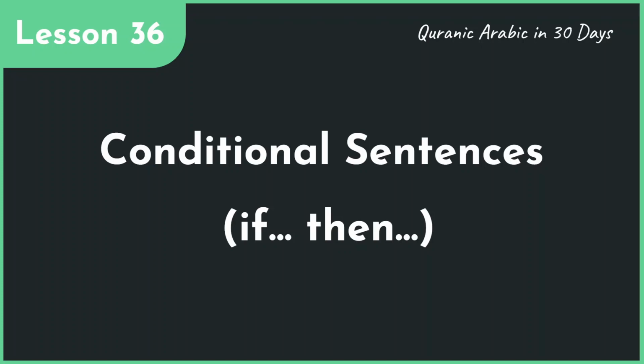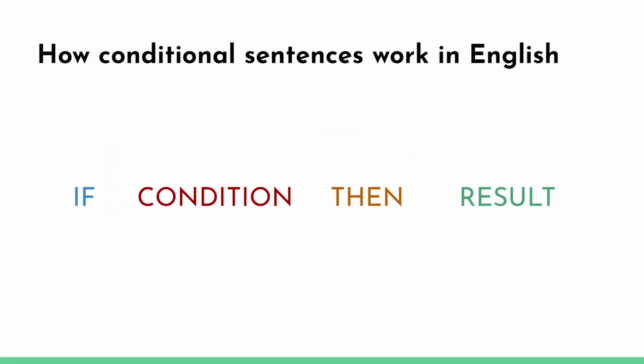In this lesson, we're going to study conditional sentences. So, what is a conditional sentence? Let's start by talking about conditional sentences in English. In English, a conditional sentence starts with the word if, then some sort of condition, and then some result happens.